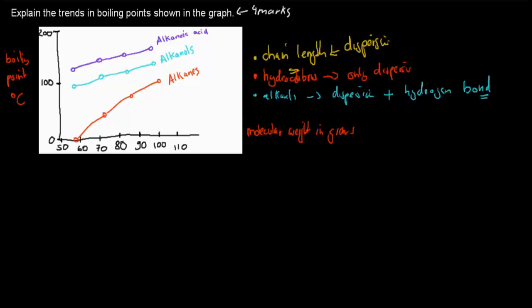And then why do the alkanoic acids have the highest? That's what you also need to talk about. The alkanoic acids have dispersion forces like the other ones do. But on top of that, they also have more than one hydrogen bond possible. They actually have 2 possible hydrogen bonds. So I write 2. So in your answer, you need to go for these 4 points. And as you can see, it's for 4 marks. So you will get a mark for each of those points.